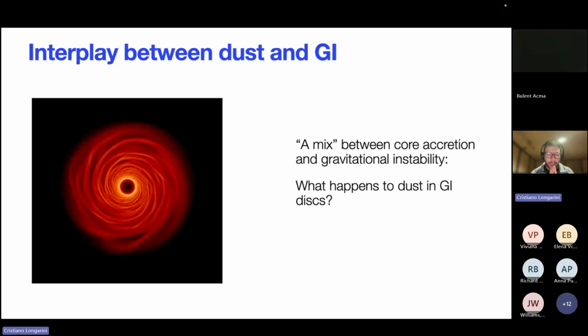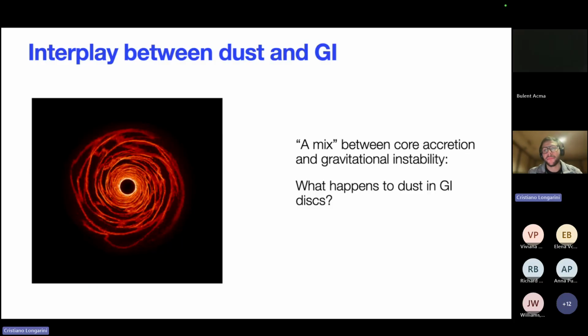What I want to talk about today is a different perspective on gravitational instability, and in particular, understanding the interplay between dust and the gravitational instability. This is like a mix between core accretion, which is based on dust, and the gravitational instability theory for planet formation. The idea is: what happens to dust grains in GI spirals?